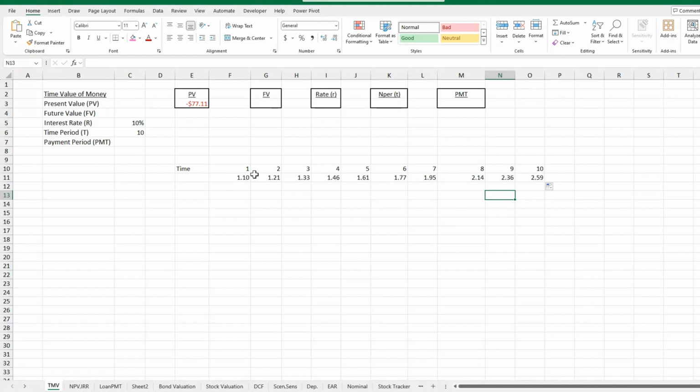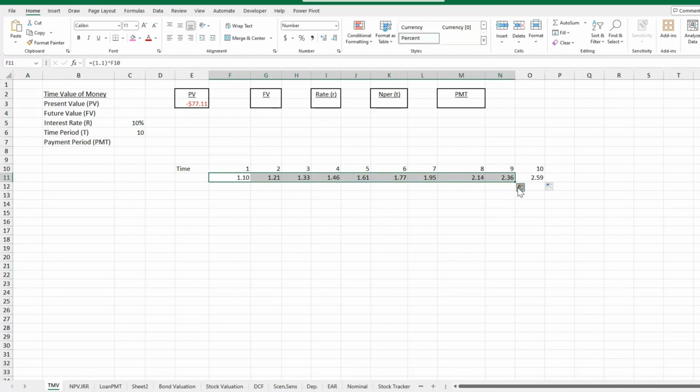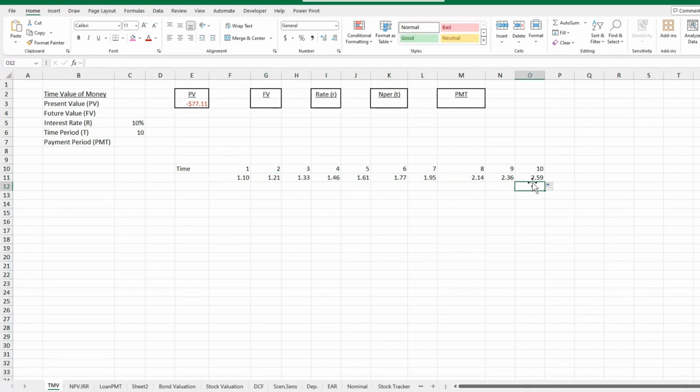And since I have no payments, these don't really matter. All I'm looking for is the 2.59. So coincidentally enough, if I did equals 200 and I divided that by 2.59, I would also get 77.11. Just my other value here is rounded. And that's basically how it works.